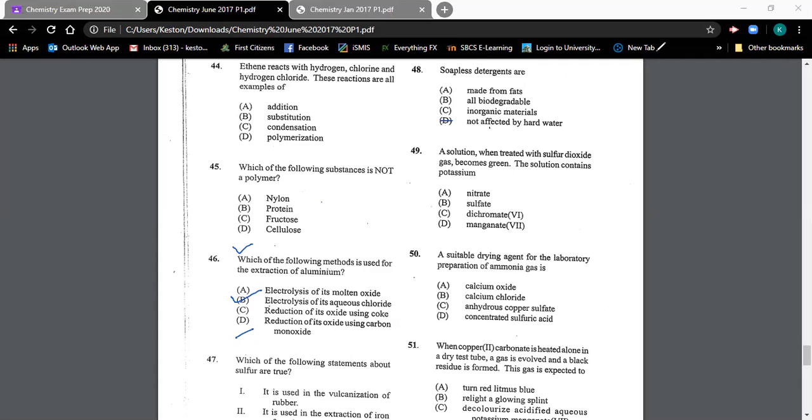49. Which solution, when treated with sulfur dioxide gas, becomes green? This is an easy one. Yes, that's correct. Which one of those do we know turns green? We know potassium manganate is purple. Potassium dichromate. C, potassium dichromate.